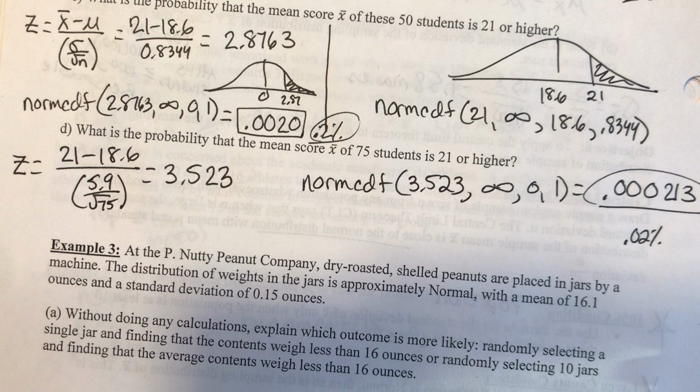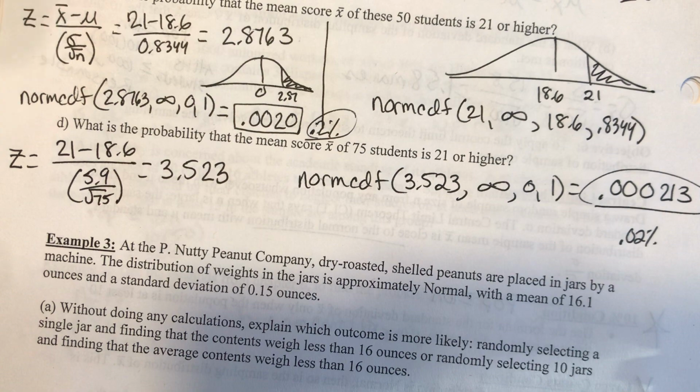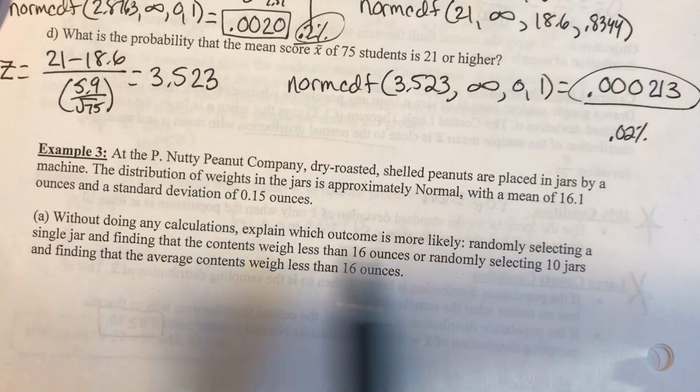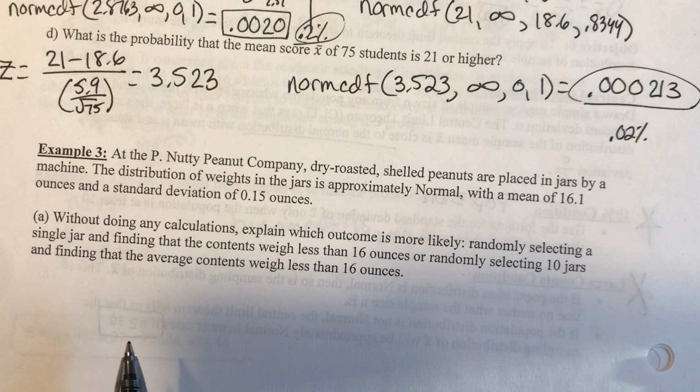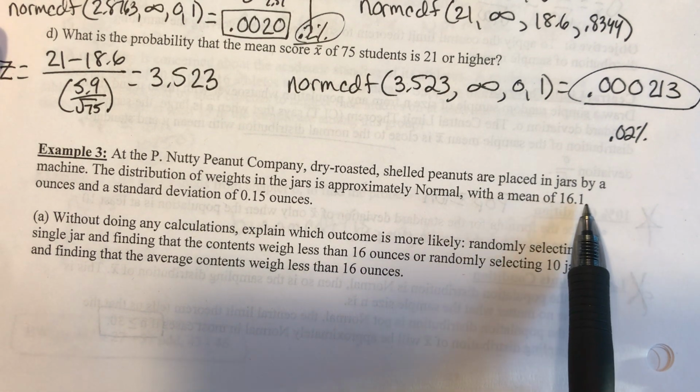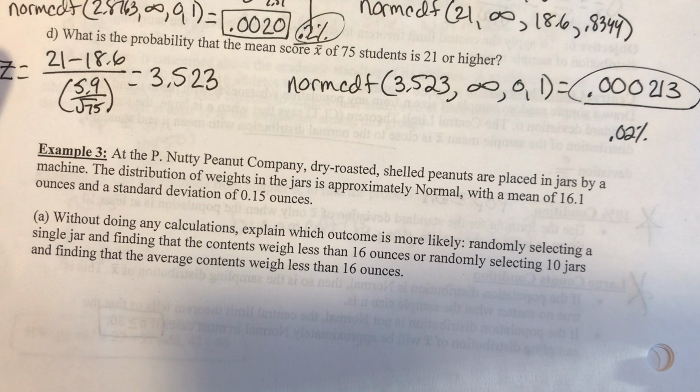All right, so if we talk about peanuts now, at the Peanutty Peanut Company, dry roasted shelled peanuts are placed in jars by a machine. The distribution of the weights in the jars is approximately normal, with a mean of 16.1 ounces and a standard deviation of 0.15 ounces. So, without doing any calculations, explain which outcome is more likely. Randomly selecting a single jar and finding that the contents weigh less than 16 ounces, or randomly selecting 10 jars and finding that the average contents weigh less than 16 ounces. So think about that on your own.